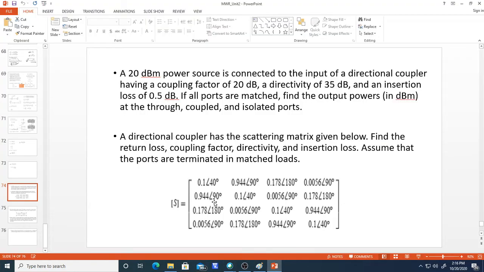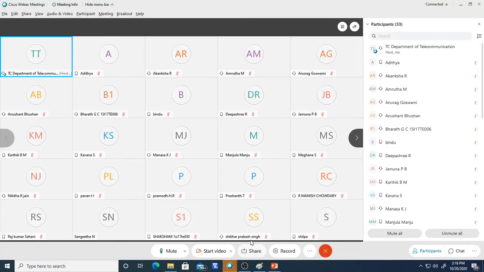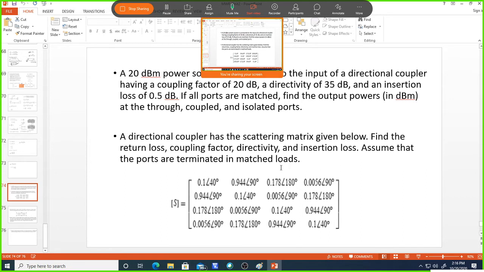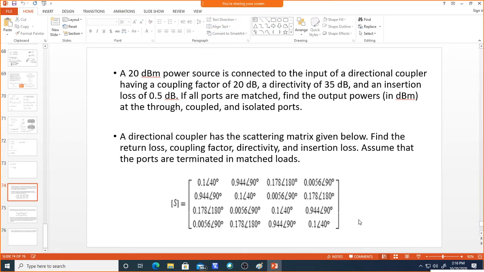Okay, now you can take this problem and try to do it. A directional coupler has the scattering matrix given below. Find the return loss, coupling factor, directivity and insertion loss. Assume that the ports are terminated in matched loads. Take this problem and try to do it.